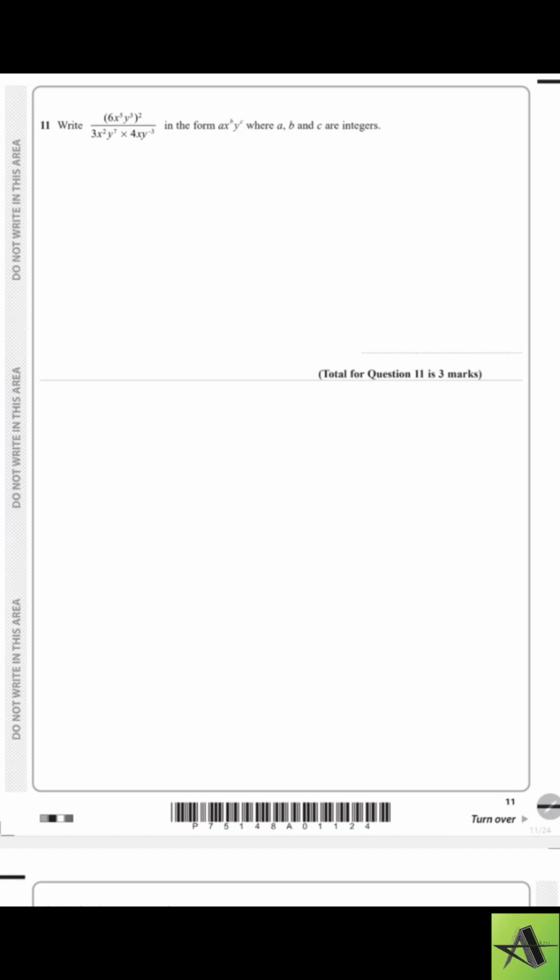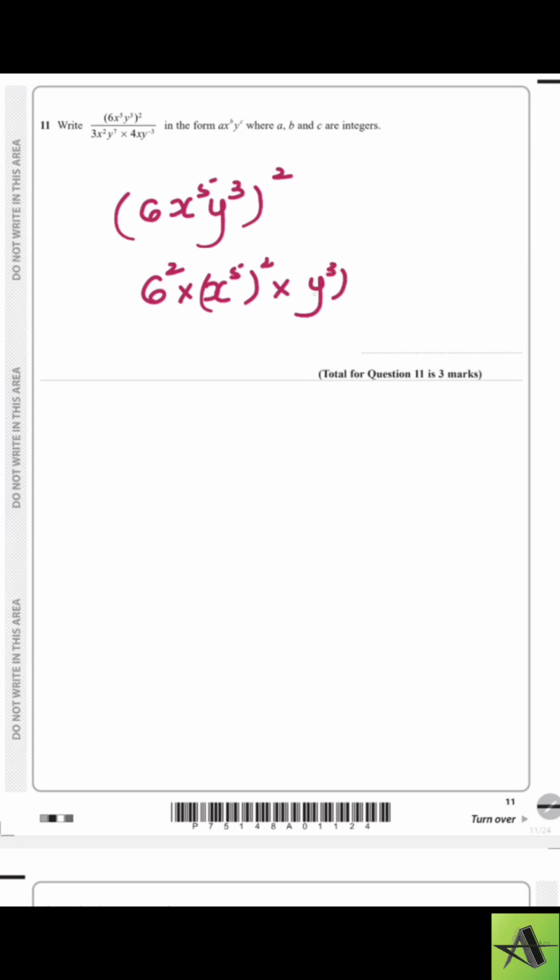First of all, we have to apply the power rule. The power rule says if there is a power of another power, we just need to multiply their powers. So (6 x^5 y^3) whole squared is nothing but 6 squared times (x^5) whole squared times (y^3) whole squared.